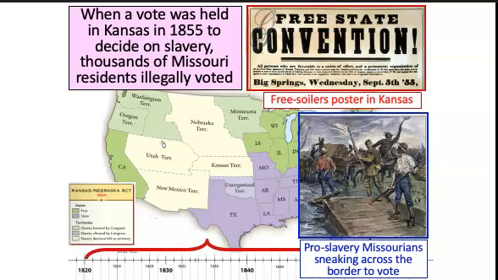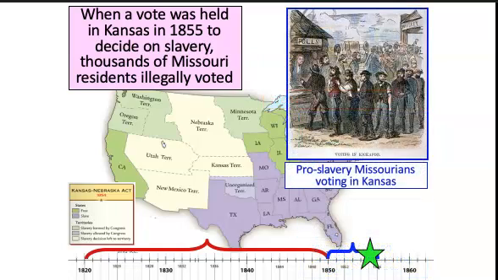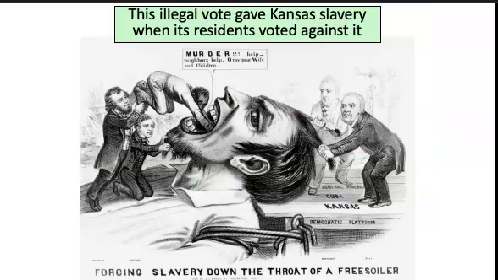Those pro-slavery Missourians that are sneaking across the border, they don't sneak very well. They were called border ruffians. You've got pro-slavery Missourians voting in Kansas as well at this particular time. And entire towns, entire regions became aligned with either the pro-slavery or the anti-slavery movement. Now, the illegal vote in Kansas gave Kansas slavery even when its residents voted against it.